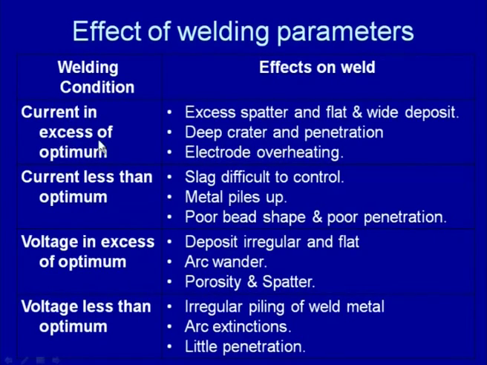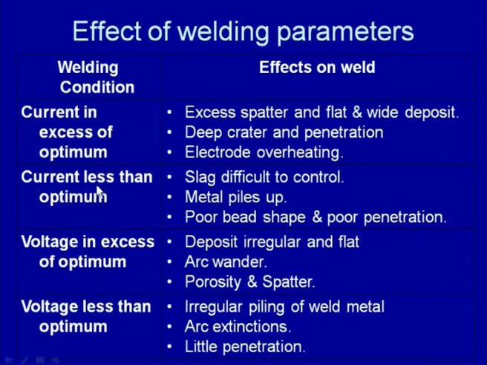For example, if we set the current too high than the optimum value of current for a given welding condition, then it will lead to excessive spatter, a flat and wide bead, a deep crater at the end of the weld, and deep penetration. Further, too high current causes excessive electrical resistance heating of the core wire, which in turn leads to much earlier thermal decomposition of the coating material than when it is required for producing the inactive gases to seal the weld pool.